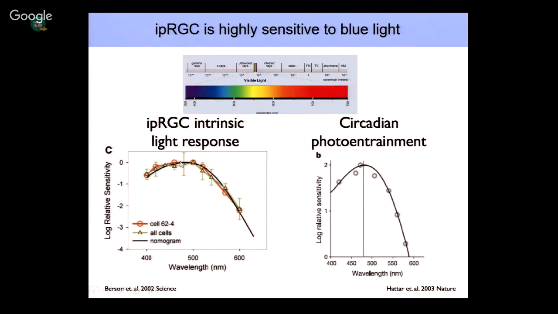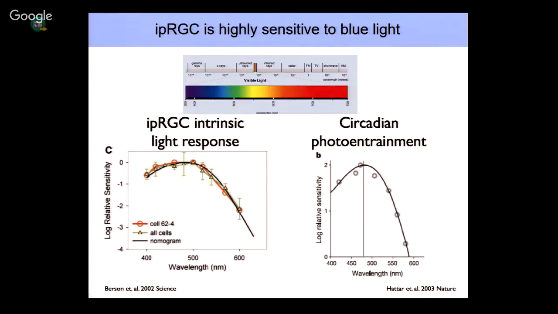And when this cell is activated, it can transmit the information to the SCN to adjust the clock. And this IPRGC is not important for you to see. So in our visual system, we have two completely different systems. One is, you probably learned this in the Biology 101 class, the classic photoreceptors rod and cone, this system allows you to see. Another, newer system is the IPRGC system in the retina. It's specifically sensing this blue light to adjust your clocks.